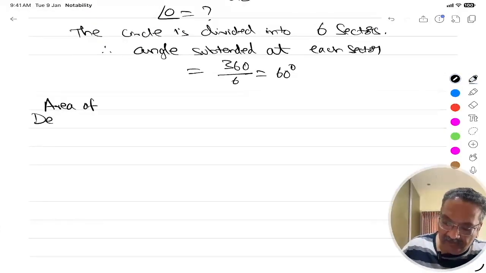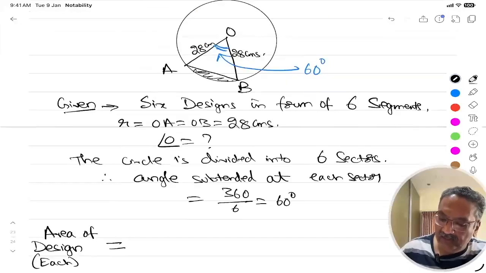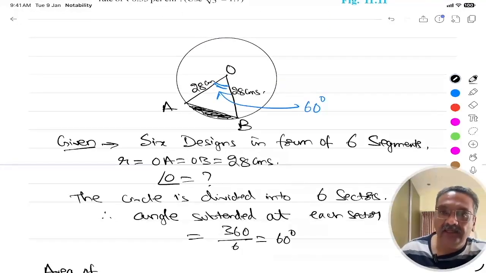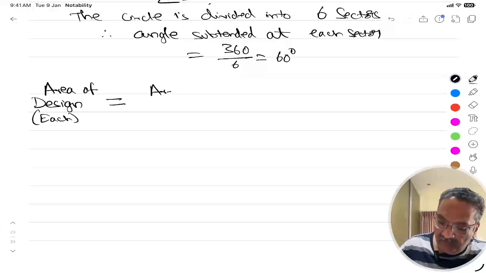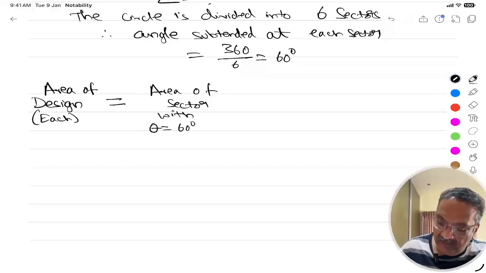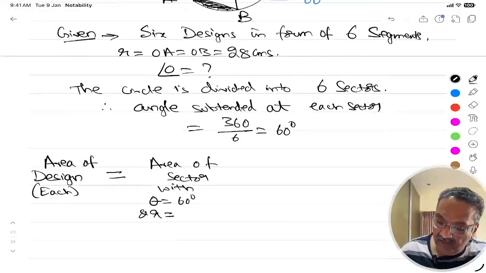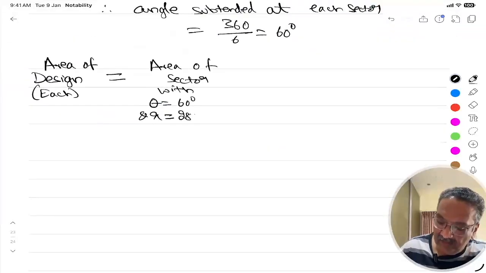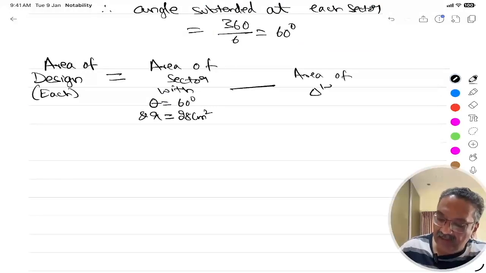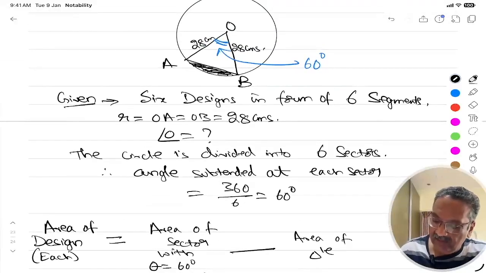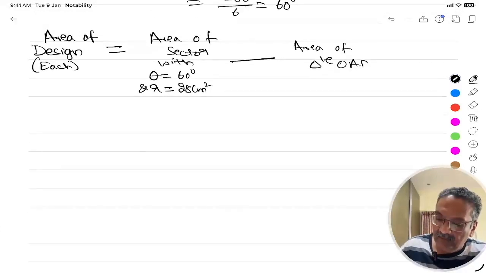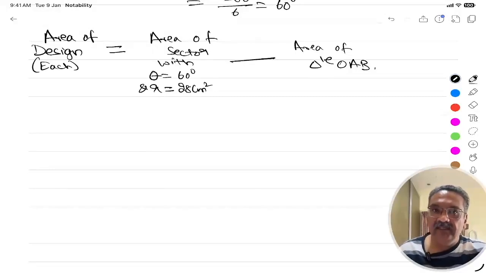Area of each design, let's take just one. If we want the area of one design, it is nothing but the area of the sector with theta being 60 degrees and radius 28 centimeters, minus the area of the triangle, which gives the segment. The area of this triangle OAB. First, let us try to find the area of the sector.